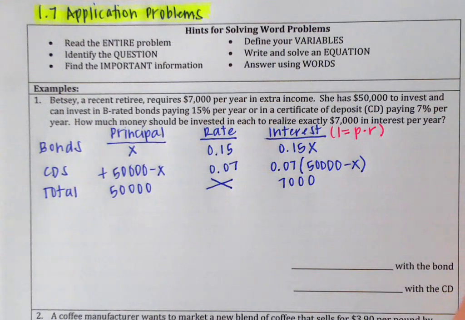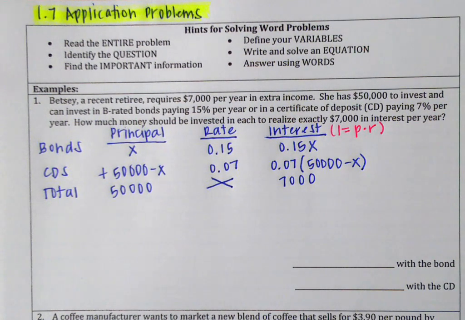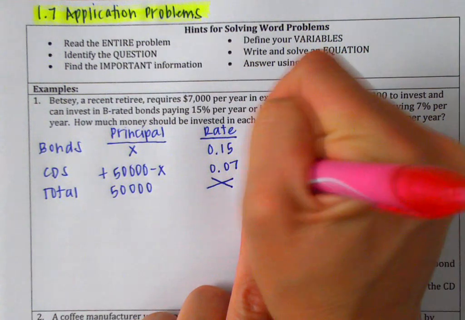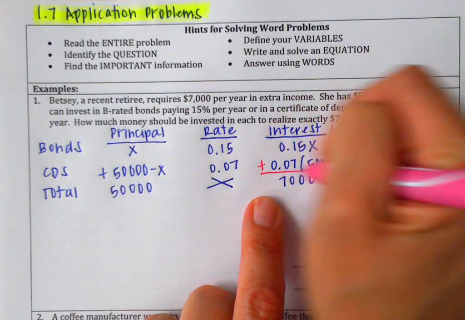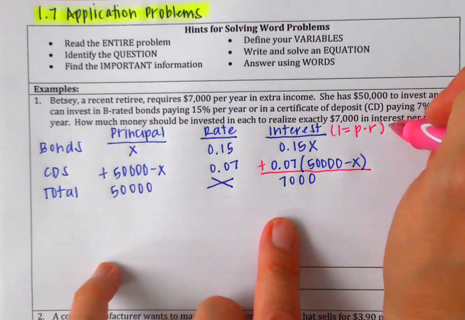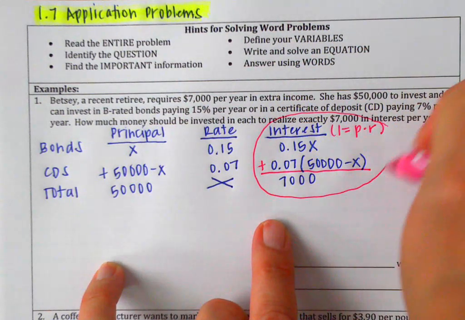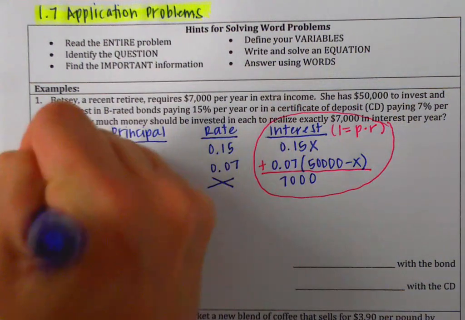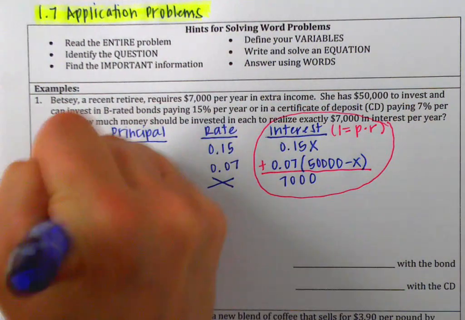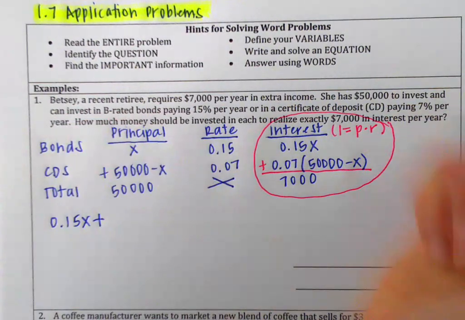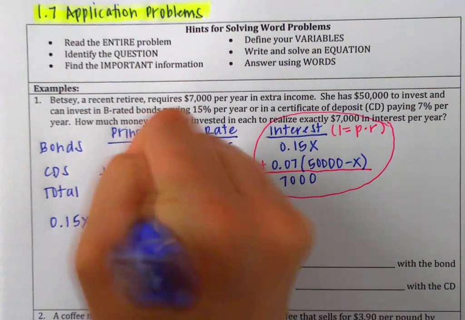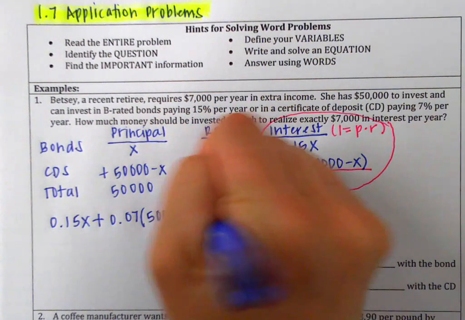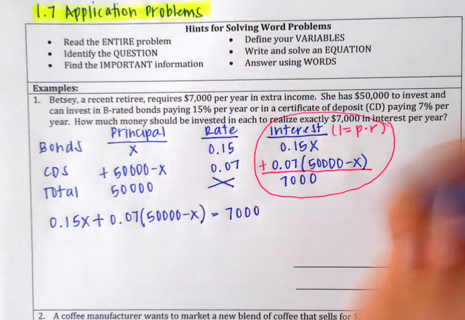Okay, so what we need to do now is create an equation to help us. So the interest that we get from the bonds plus the interest that we get from the CDs should be equal to 7,000. So what we're going to do is use this to help me solve for x. So I'm going to create an equation from there. I'm going to go 0.15x plus 0.07 times 50,000 minus x equals 7,000.